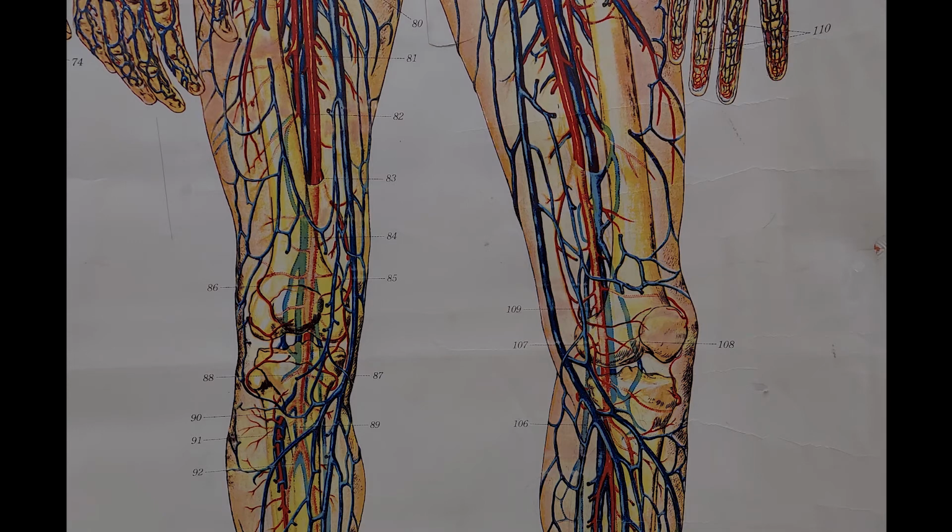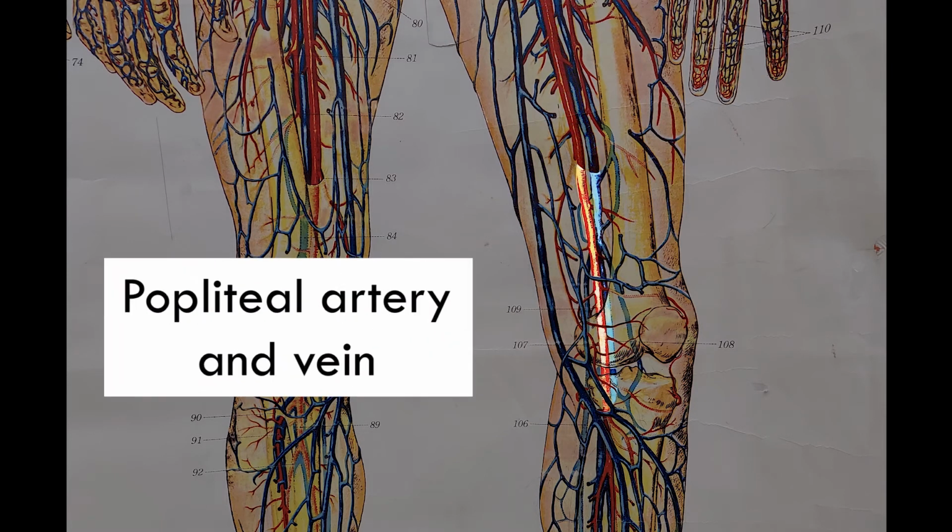Now, once we are past the femoral region, you can kind of see on this image here, there's a little opening in this fascia here, okay? And at that point, the femoral artery and vein become the popliteal artery and vein. So the femoral artery and vein become the popliteal artery and vein. Remember, the popliteal body region is the region that is posterior to the knee.